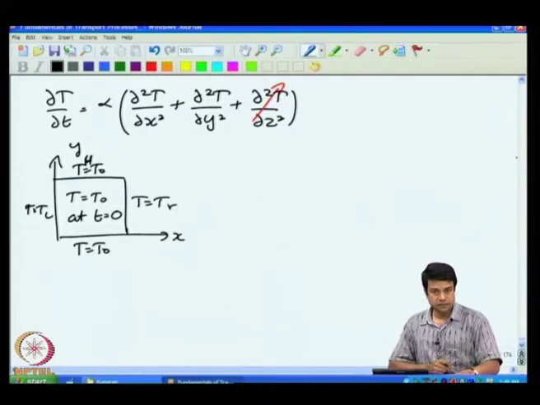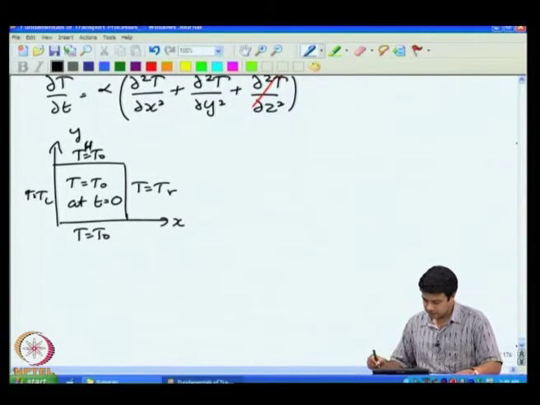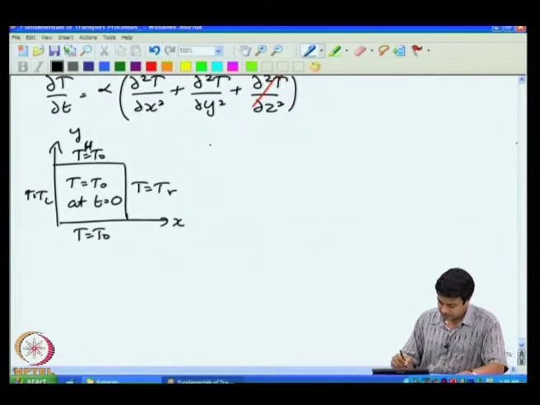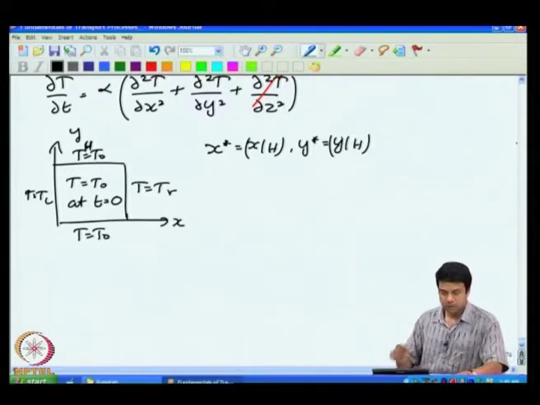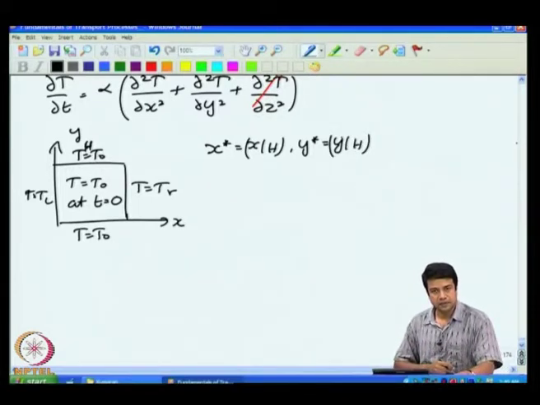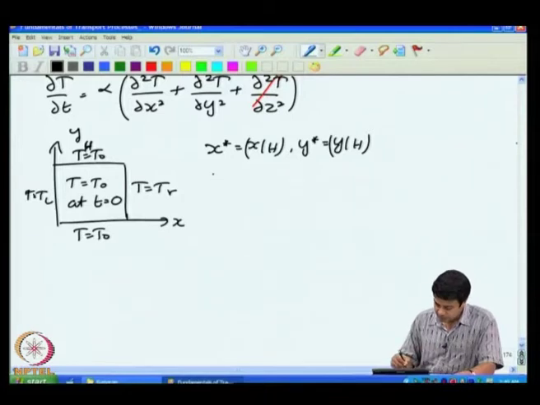So, first things first, we scale our coordinates. The simplest scaling to use for the length, of course, since both the height and the width of this cube are h, I can use x star is equal to x by h and y star is equal to y by h. So, that is the scaling for x and y. The temperature, I can define a scale temperature as T minus T naught by T naught.